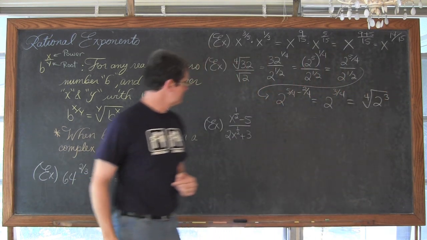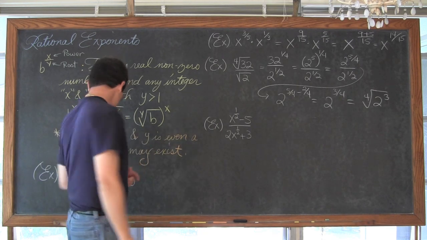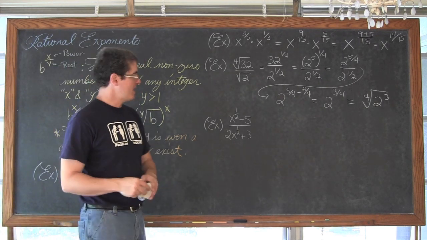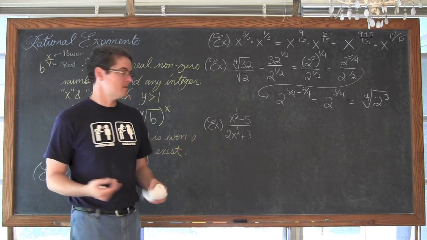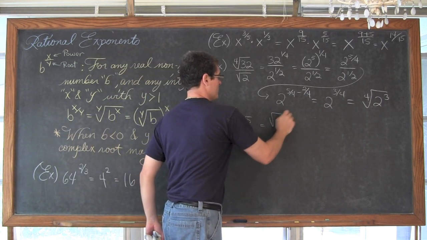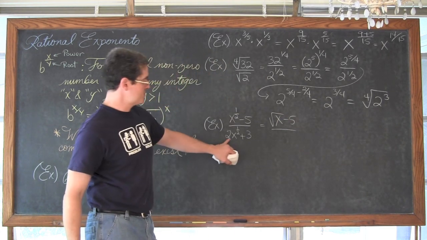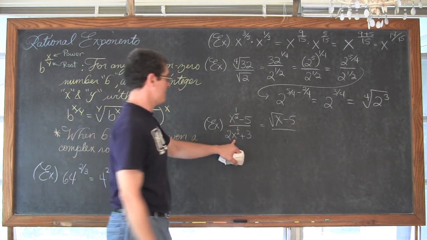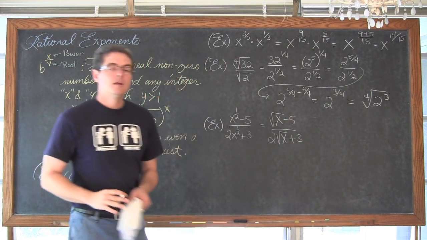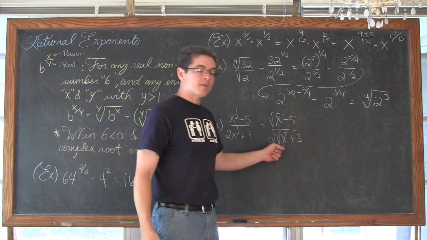Yeah, and that's done. Okay, now my last problem here is basically just for reminding you how to rationalize denominators. So we have x to the 1/2 power. Well, that's the square root of x. So we have the square root of x minus 5 over 2 times x to the 1/2, and that's going to be 2 times the square root of x plus 3. Now, hopefully you remember how to rationalize a denominator that has a radical in it.